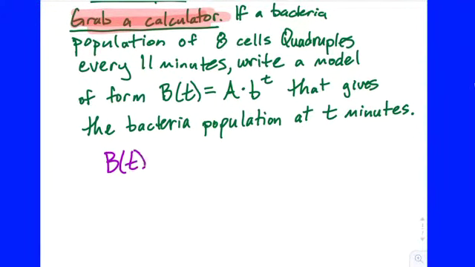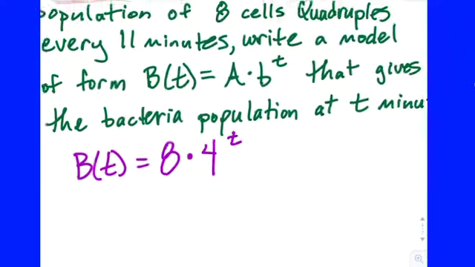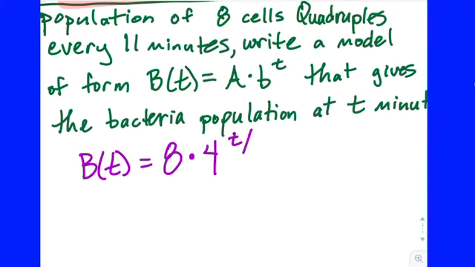B of T is, we need the initial amount. That's what A is, right? Or A sub 0, if you want to call it that. What was it? 8. Good. 8 times, if something quadruples, what would be the scale factor? 4. So we'll put times 4 to the, and now if we just put to the Tth power, that's going to quadruple every single minute. We want it to be every 11 minutes. So what modification do we do to the exponent? Divide by 11. There you go.